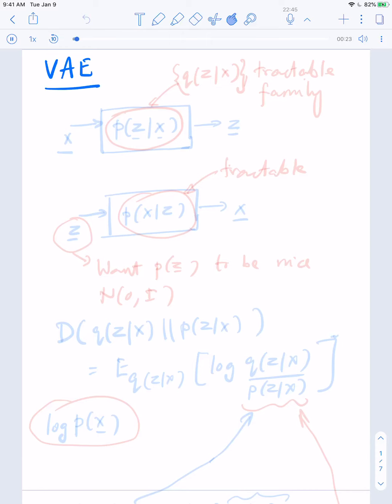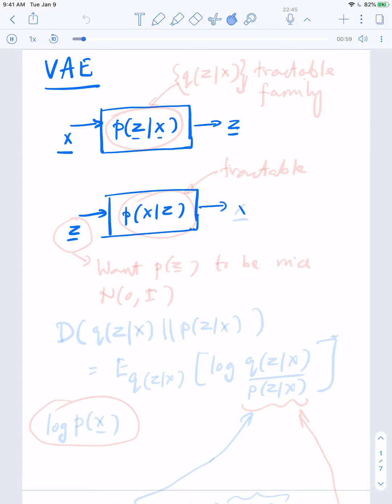So the first thing is, of course, I'm going to take my data, and I have an encoder which I'm now going to model as probabilistic. So it's a probabilistic mapping, given the input data point, to a latent vector z, or embedding z. And similarly, the decoder is a probabilistic map from the latent space to the data space, right?